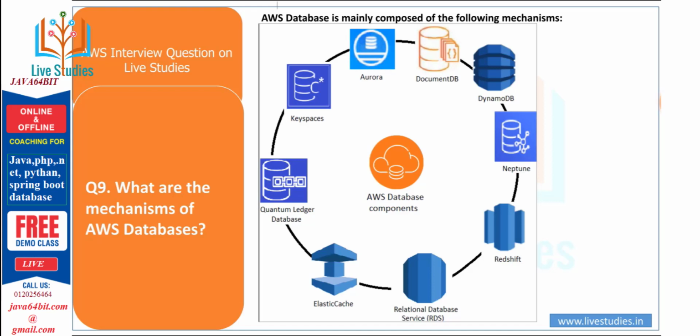Redshift is a cloud data warehouse. Neptune is a fully managed, highly available graph database service with point-in-time recovery and continuous backup to the S3 bucket. Quantum Ledger Database is a fully managed ledger database with a SQL-like API, a flexible document data model, and full support for transactions. It is serverless, similar to Keyspaces.